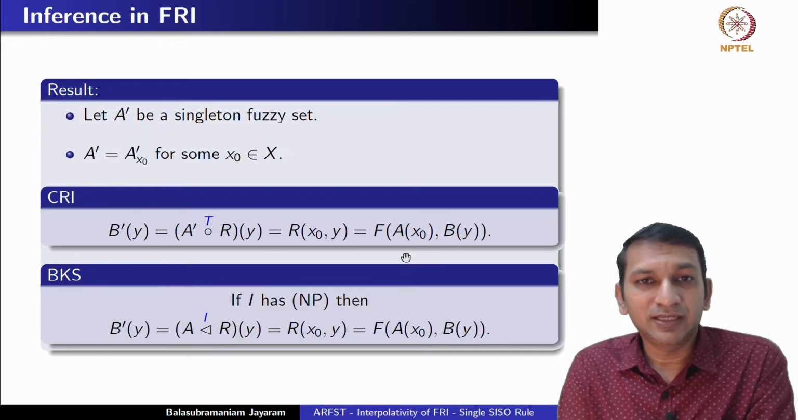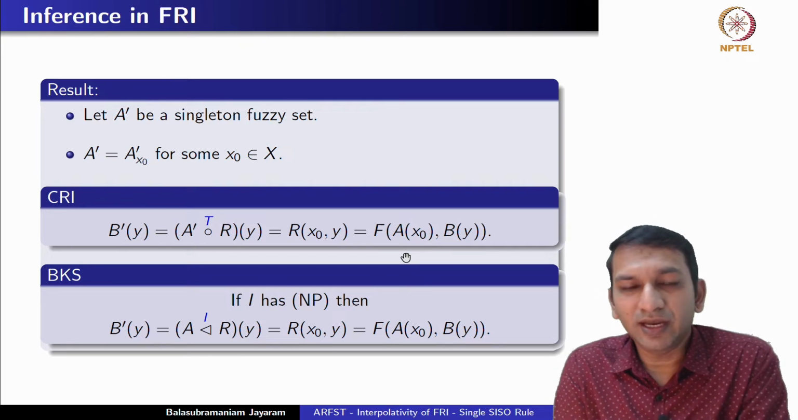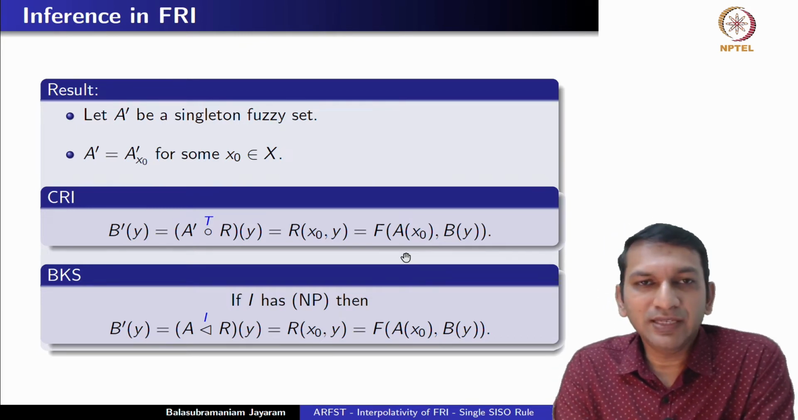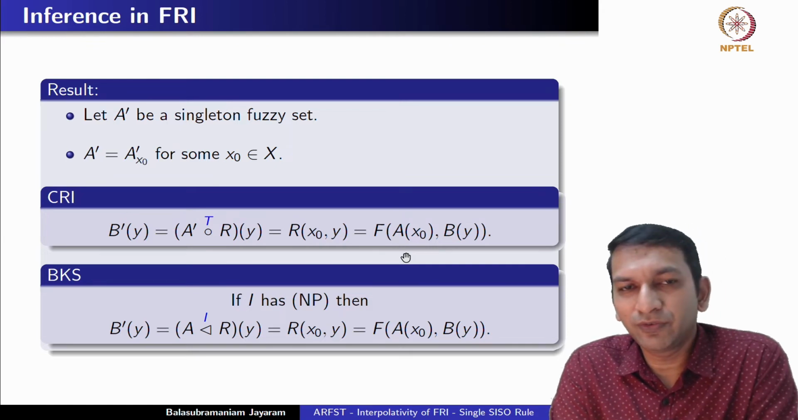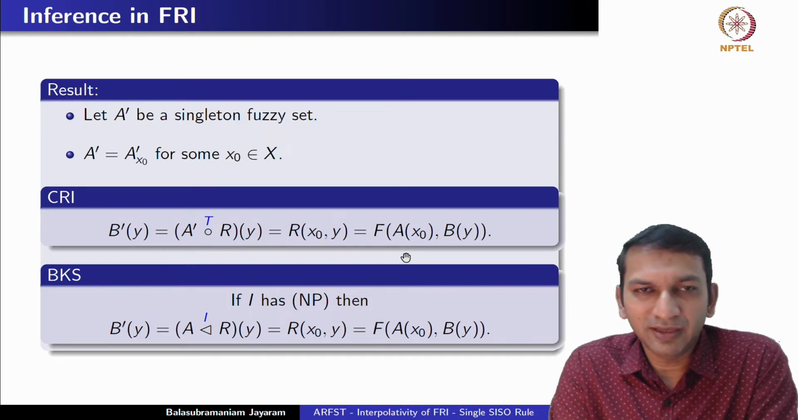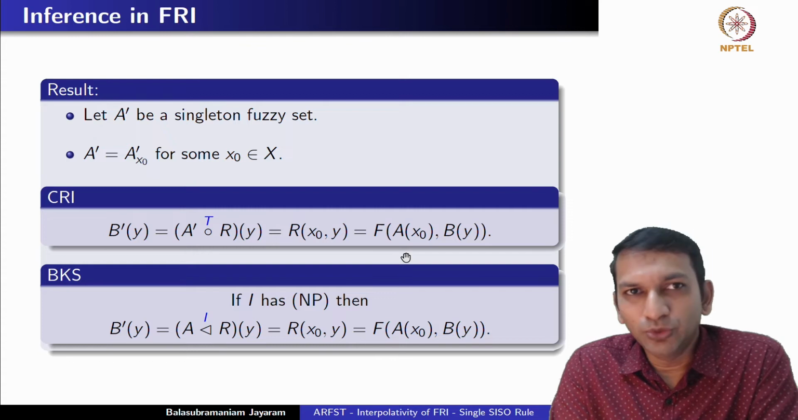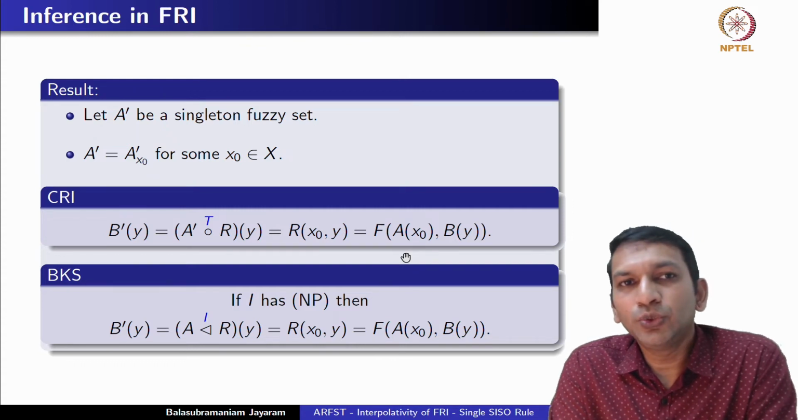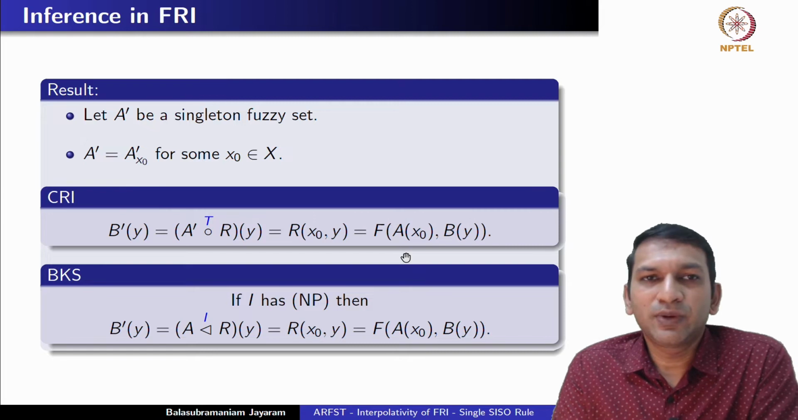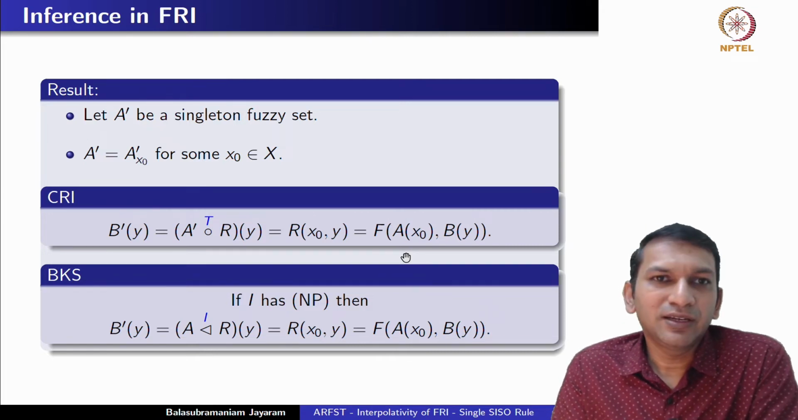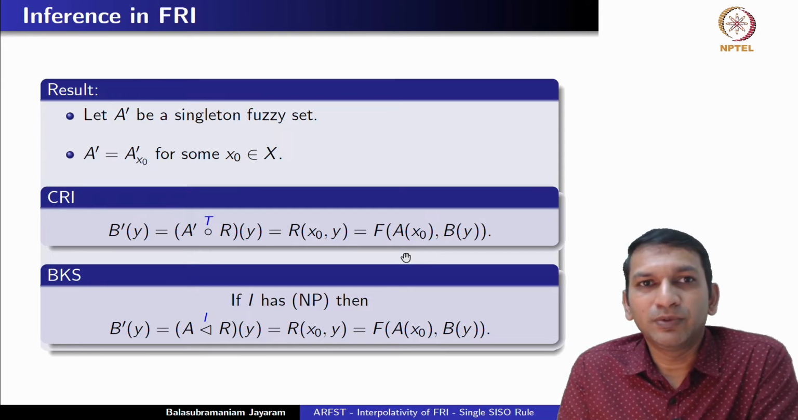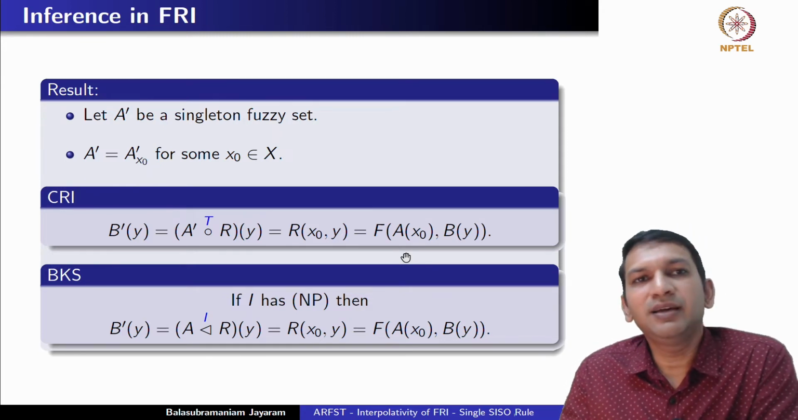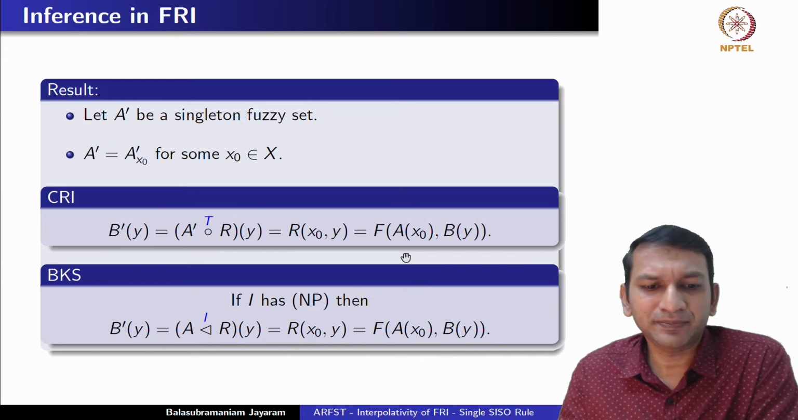So in the case of BKS, again, if the considered I in the composition has the neutrality property, then B dash of y is nothing but f of A of x0, comma B of y. Essentially, it means the membership value of x0 in A, the antecedent of the rule, is used as the similarity value to modify the consequent B. So you see here, the moment we have a singleton input, we are essentially making FRI look like a similarity-based reasoning scheme.